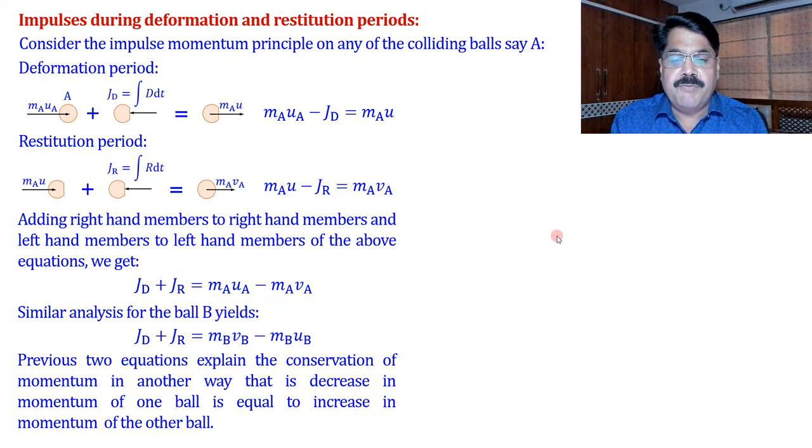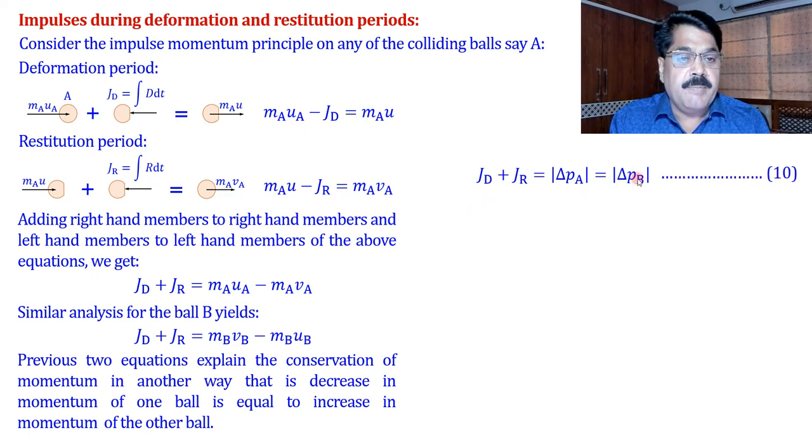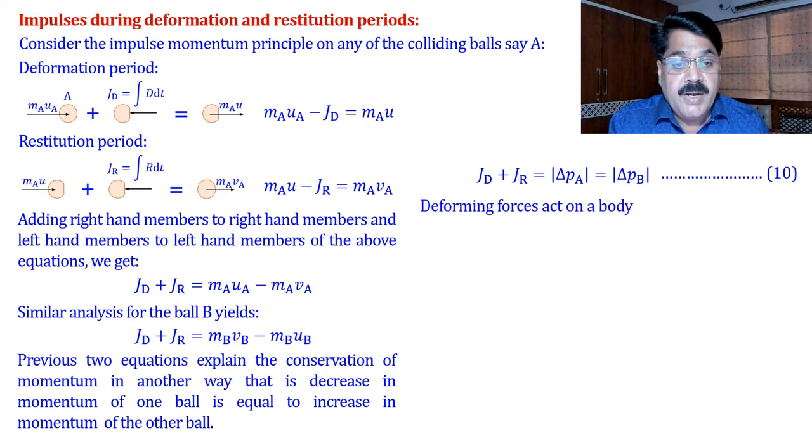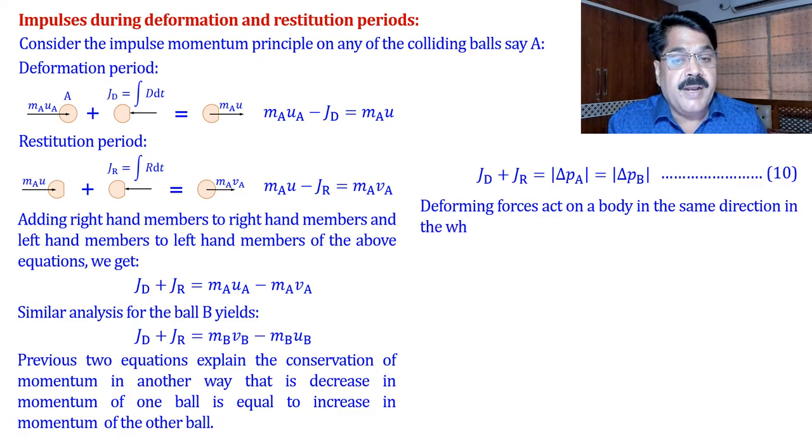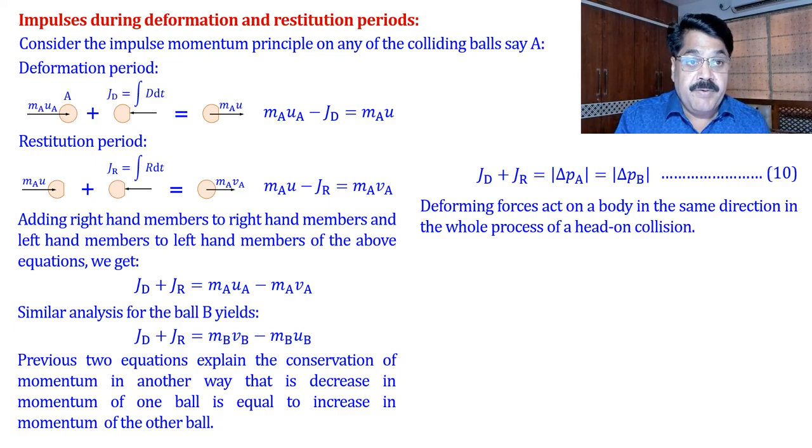So how can we write this equation? That is, J_D plus J_R is equal to the change in momentum of ball A in magnitude, which is equal to the change in momentum of ball B. We are writing it with a positive sign, so we take the modulus. So it is understood which momentum is decreasing and which momentum is increasing. Again, one very important point: deforming forces act on a body in the same direction in the whole process of a head-on collision. Actually, on a body, deforming forces D and R will act in the same direction: on ball A opposite, and on ball B in the forward direction. On either ball, R and D do not change direction.